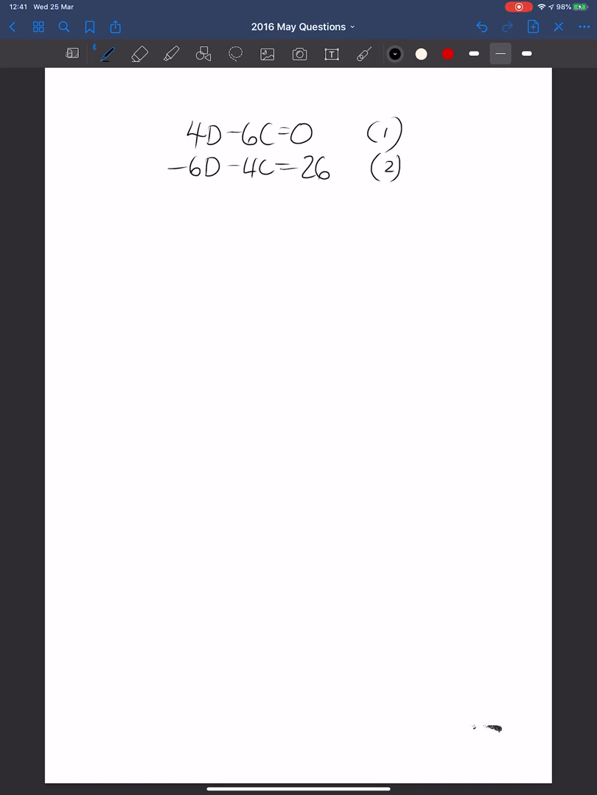Right, first of all, both of these are begging to be divided by 2. So 2d minus 3c is 0. Minus 3d minus 2c is 13. So this implies that d, add 3c to each side and divide by 2, is 3 over 2c. Okay, that's rearranging that one. I'm going to call that equation 3. Equation 4, once they've been divided.